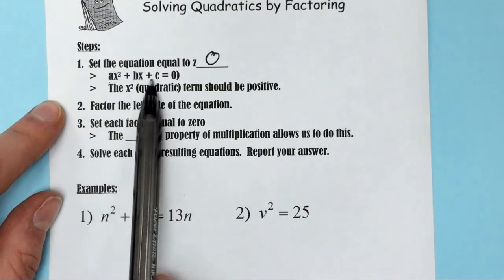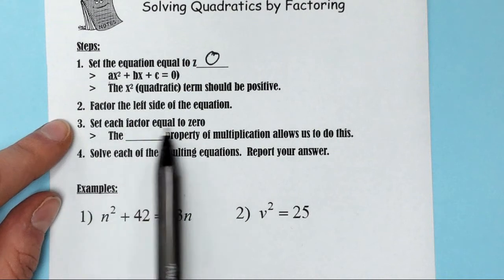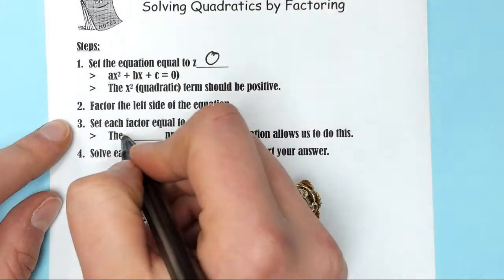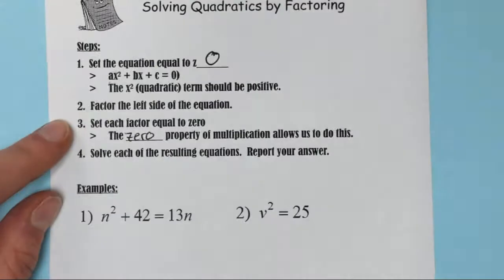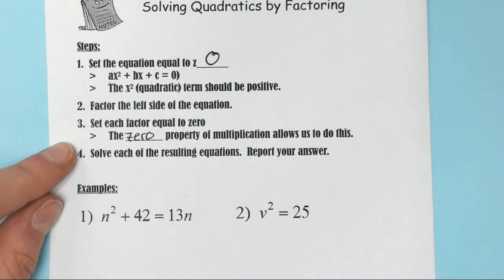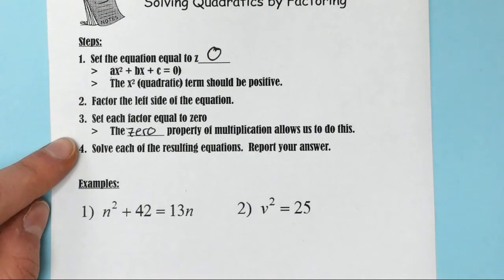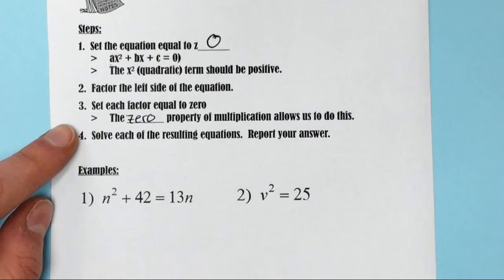Step 2 is to factor the left side of the equation, so we're going to factor this side here. Step 3 is to set each factor equal to 0, and the zero property of multiplication allows us to do this. Step 4 is to solve each of the resulting equations and to report your answer or answers.